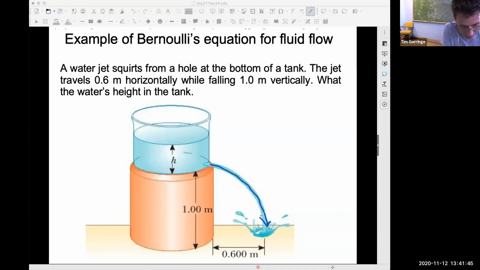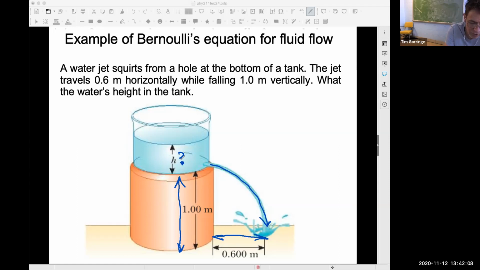Here's the water jet. And we're told that when the water comes out of the tank, it travels a vertical distance downwards that's 1 meter, and it travels a horizontal distance left to right that's 0.6 meters. And we've got to take that information and figure out the height of the water in the tank.